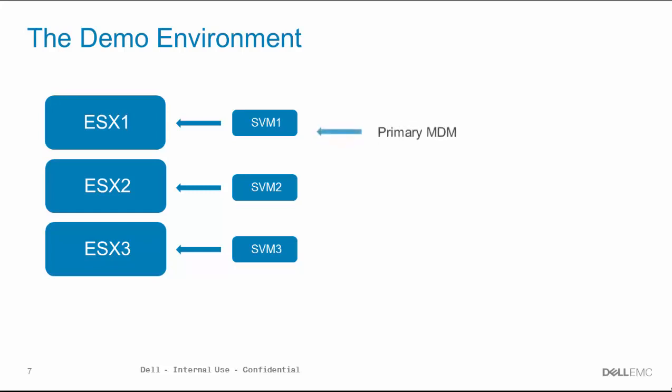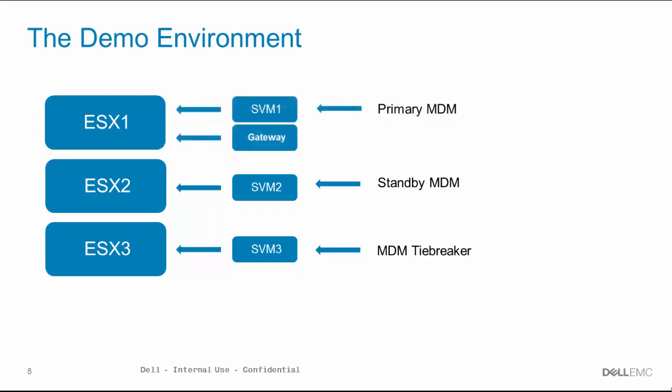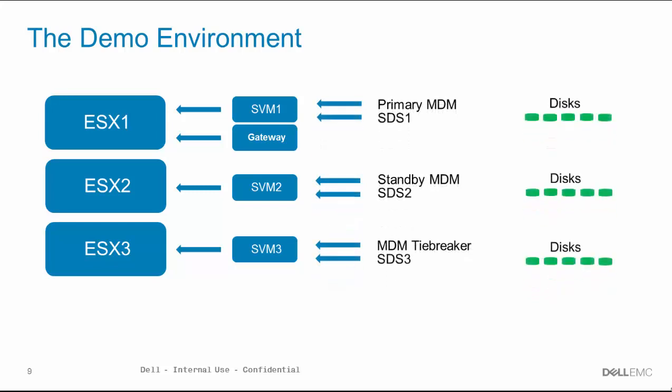Next, the plugin will install and configure the primary metadata manager, or MDM, for the first storage virtual machine on the first node. Then it will continue by installing the standby MDM on the second node and the MDM tiebreaker on the third node. Once the MDM cluster is built, the lightweight agent Gateway VM is installed on the first node. And lastly, the storage provider ScaleIO Data Server software is installed and configured, and then selected disks are allocated to a storage pool. Let's go ahead and create our storage cluster.